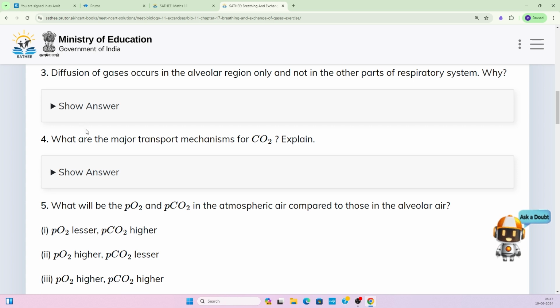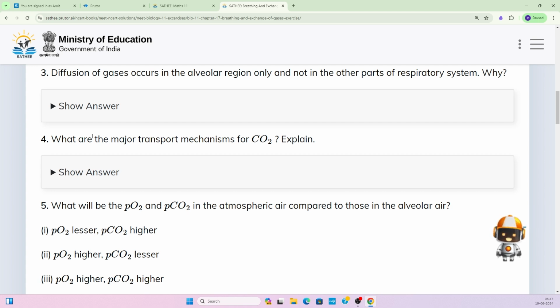Moving to our next question. Diffusion of gases occurs in the alveolar region. So it is only in the alveolar region and not in the other parts of the respiratory system. Why? Where does the diffusion of gases take place inside the lungs? The diffusion of gases takes place inside the alveolar region. You know the alveolar region is a balloon-like structure.